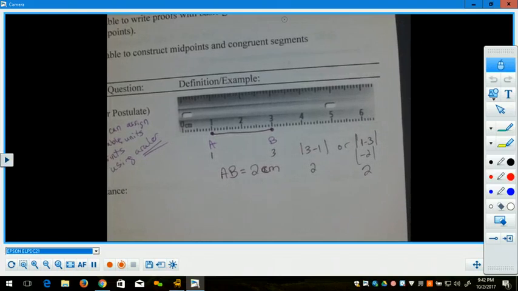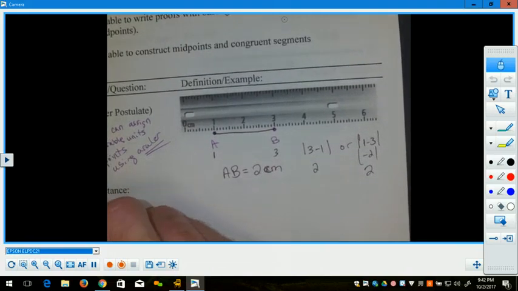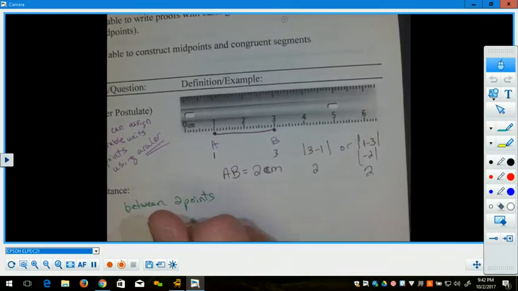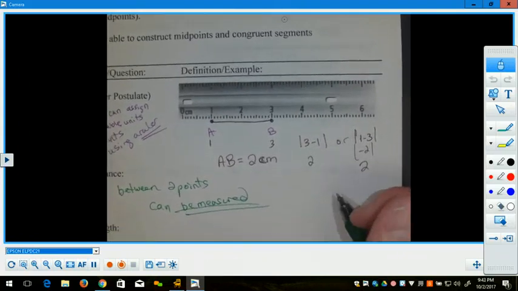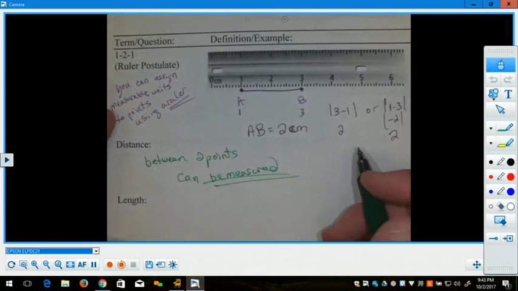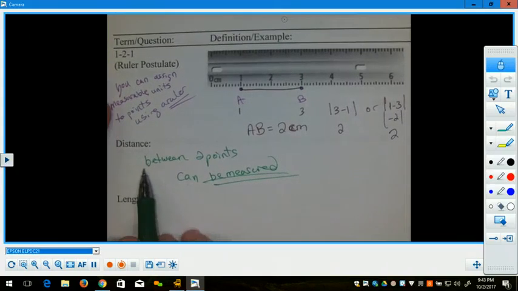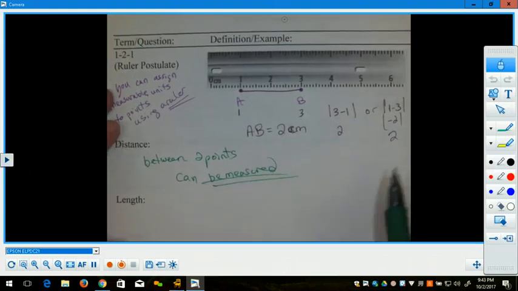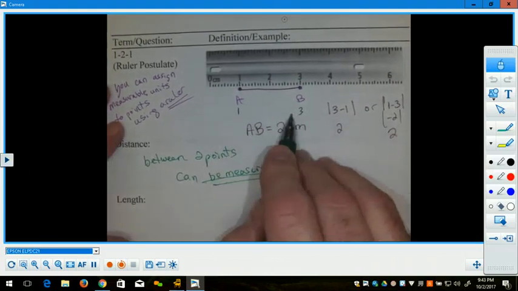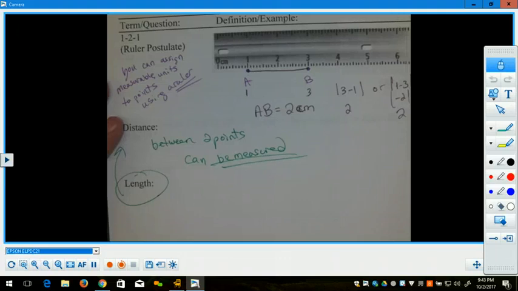All right. So now we talk about distance. The distance between 2 points can be measured, and sometimes it's just by numbers that are assigned. Now there is a specific formula that we can use later when we're looking at points in the coordinate plane, but for right now we're looking between 2 points that can be measured using the above. If we have numbers assigned, we can take the difference of their numbers that are assigned and do the absolute value. Length is the same thing as distance between 2 points.